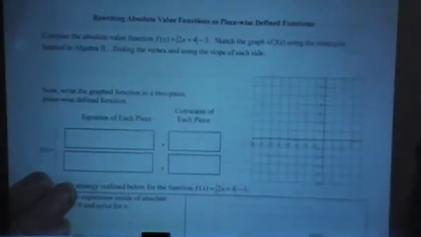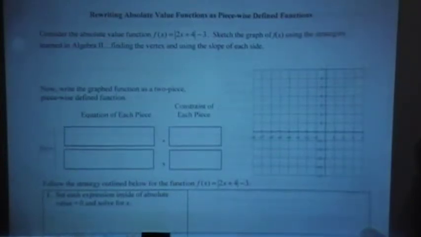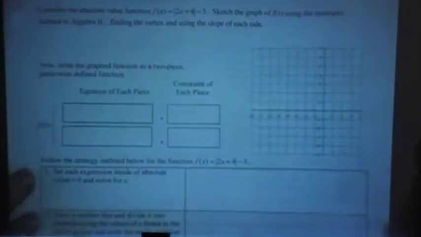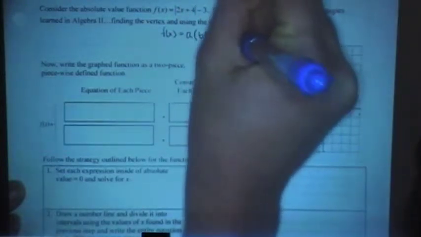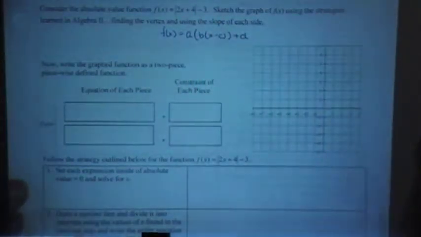And they've asked us to sketch the graph using what we knew from Algebra 2. So we're graphing first. Now, one thing I wanted to remind you from Algebra 2, when we did transformations, they looked like this. The a value, which is your vertical stretch, and then we had the b, and then in parentheses we had x minus c, plus d. And that applied to any transformation that we might use.